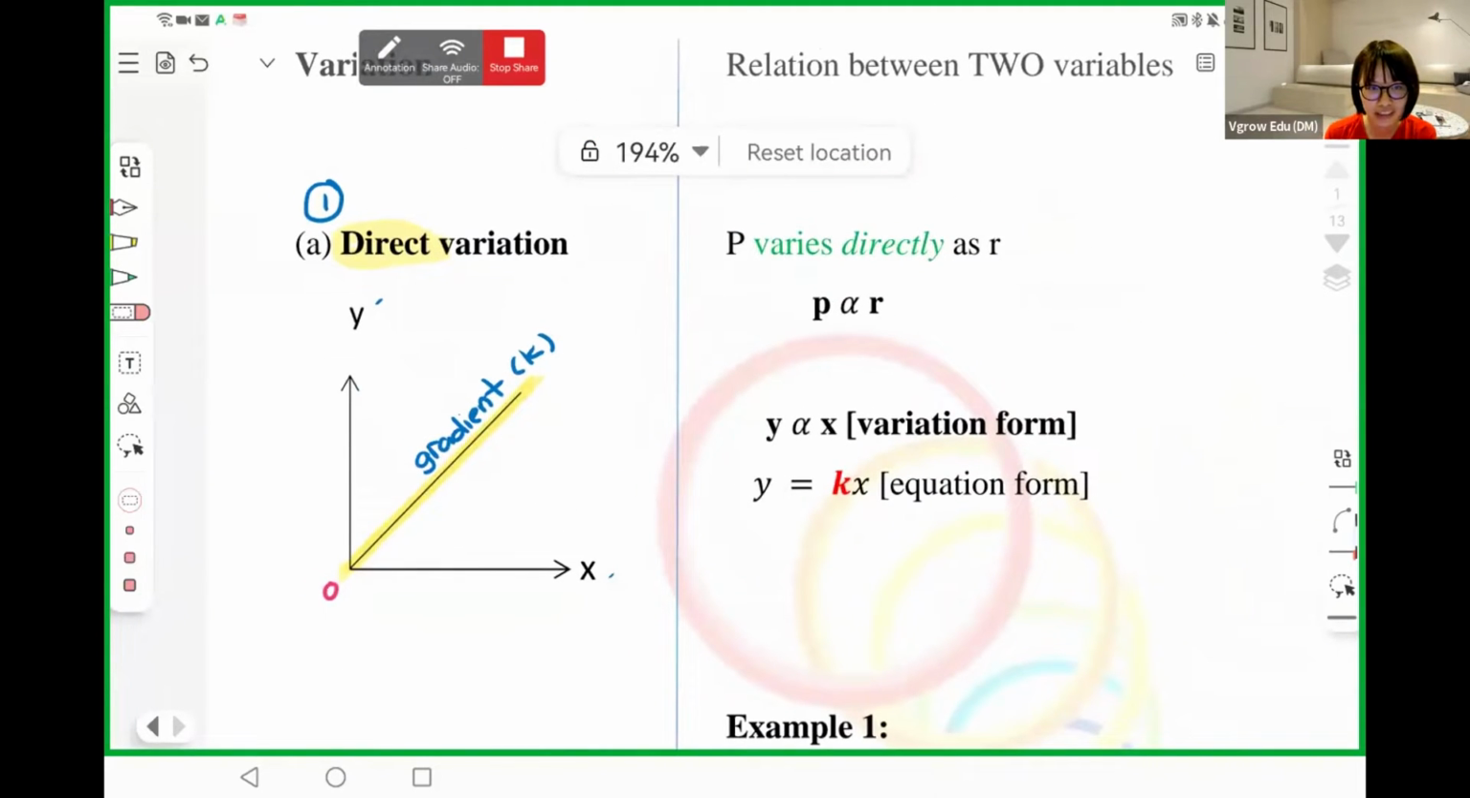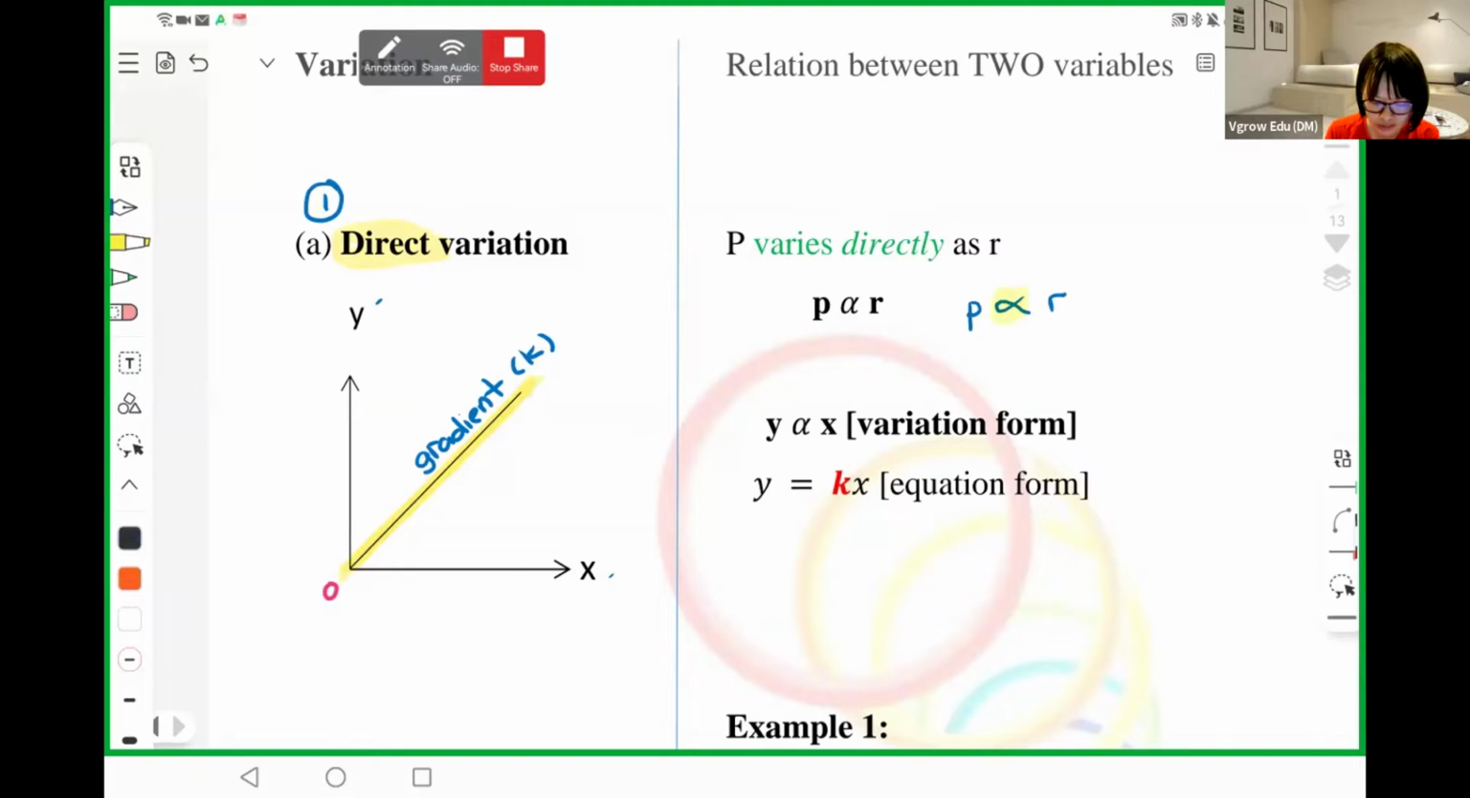Okay, direct variation. When we look at the wording, you will write like this. Example here on the right side: P varies directly as R. So we write P, then the symbol, which looks like the Sushi King symbol, and then R. P varies directly as R.